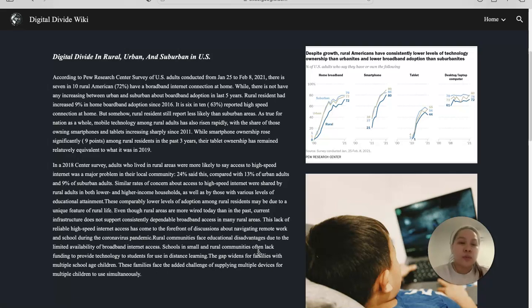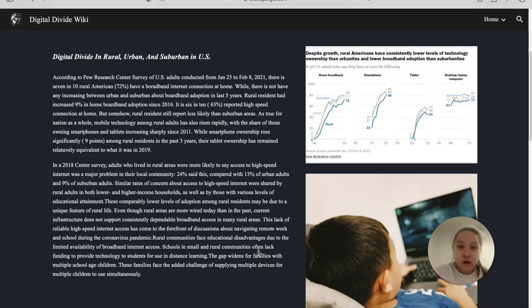According to a Pew Research Center survey of US adults conducted from January to February 8, 2021, 7 in 10 rural Americans, 72%, have a broadband internet connection at home. While there has been no increase between urban and suburban broadband adoption in the last 5 years, rural residents have seen a 9% increase in home broadband adoption since 2016, and approximately 63% reported a high-speed connection at home.